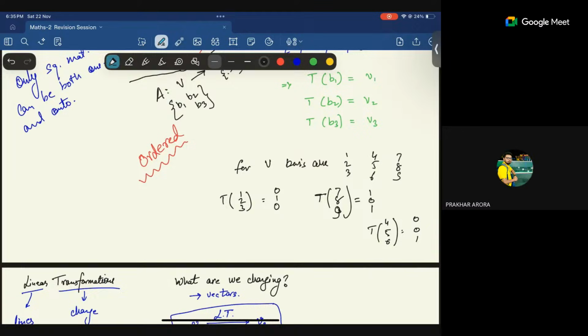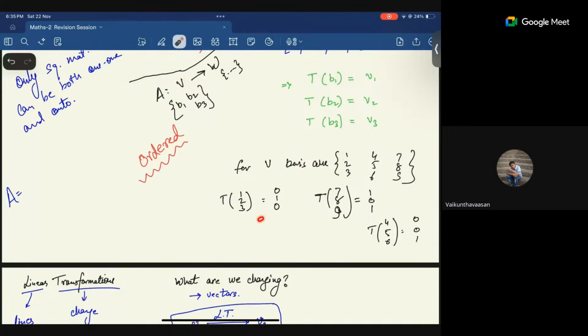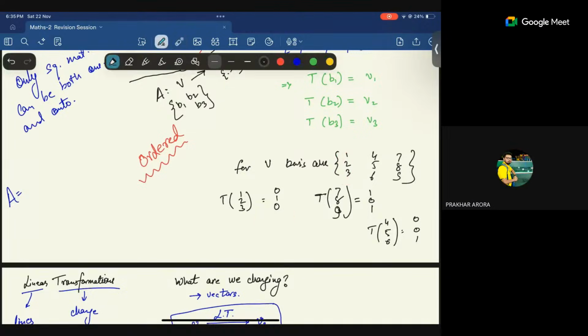So how can I write the transformation matrix here? Let me write the matrix A. First, what is the first ordered basis that I have? 1 2 3 and 1 0 0? Exactly, this is 0 1 0. Then I have 1 0 1. Then I have 0 0 1.